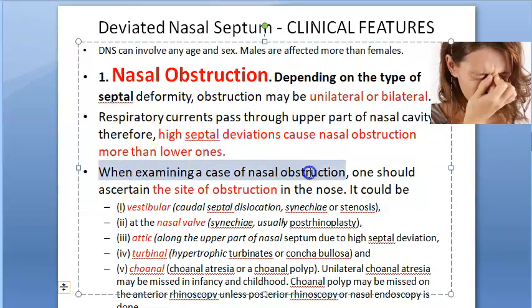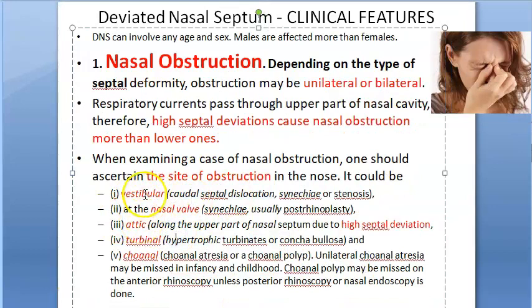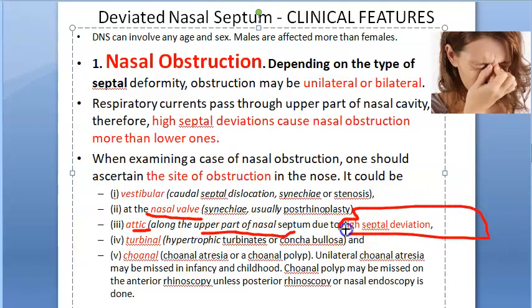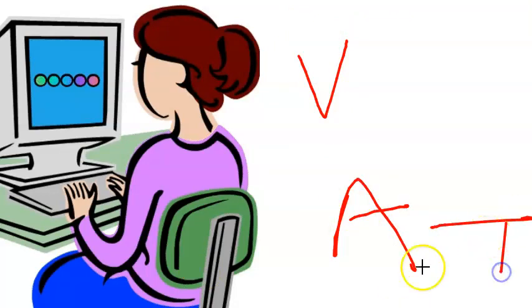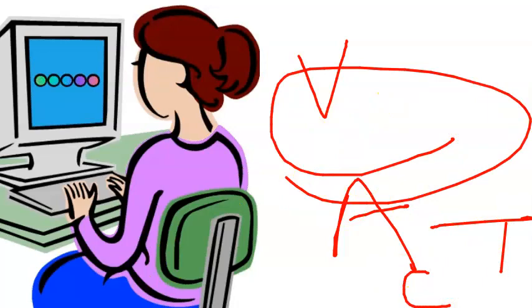When you are examining a case of nasal obstruction, you should check the site of obstruction. It could be vestibular, nasal valve, attic, turbinal or choanal. Guys, these terminologies are really complex to understand, but anyway, let us try. Attic means somewhere up, so definitely the upper part of the nasal septum due to high septal deviation. Yes, this makes sense. Turbinal, they are saying hypertrophic turbinates. Choanal, choanal atresia or choanal polyp. These terminologies are really difficult.